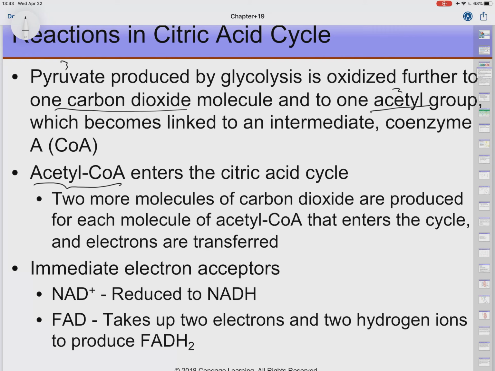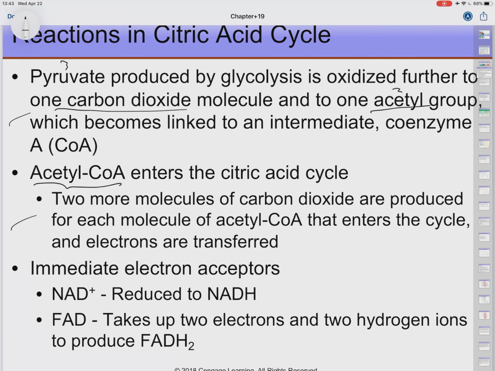Acetyl-CoA will enter the citric acid cycle. 2 more CO2s get breathed out during this process. So we already lost 1 carbon dioxide in this first step. We're going to lose 2 more. So by the end of the citric acid cycle, all 3 of those carbons from pyruvate have effectively been breathed out.